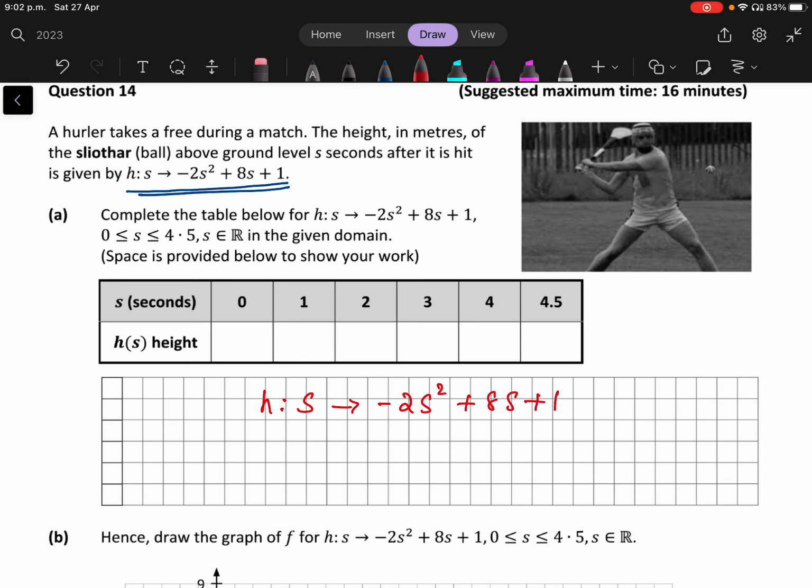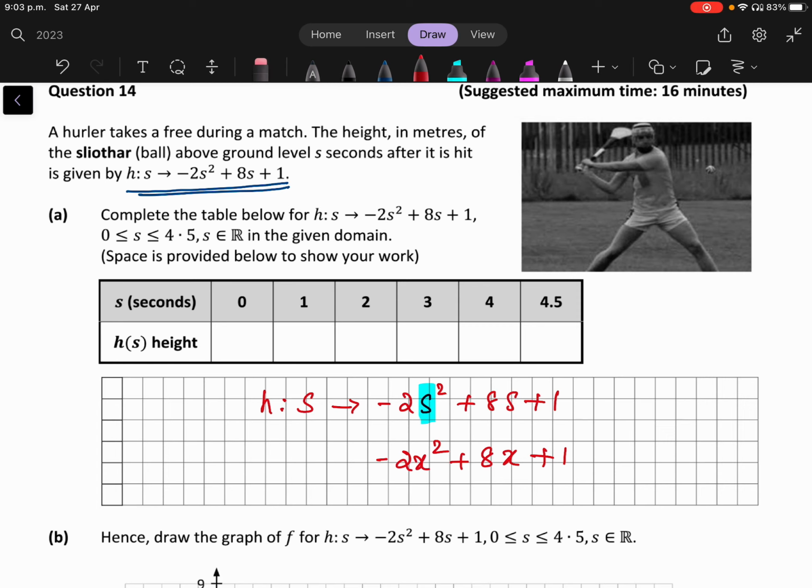So you should not get confused. This is just a normal function. Instead of f of x, they are using some other variables. That is it. So here, you look at the variable, it is s. So it is nothing but the same as minus 2x square plus 8x plus 1. Only thing is the name of the variable is different.